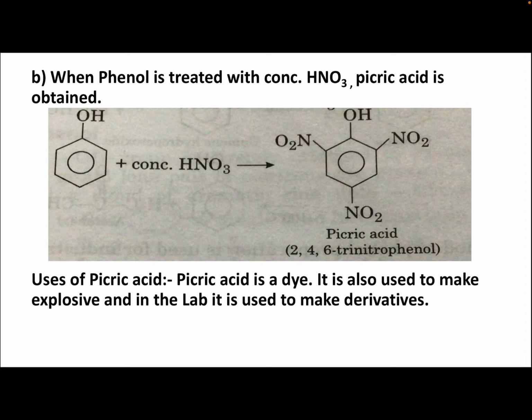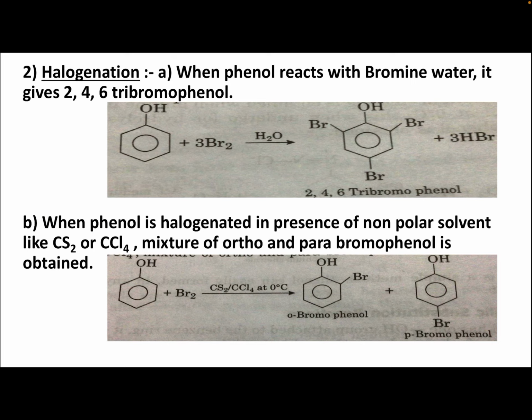It is also used to make explosives, and in the lab it is used to make derivatives. Different picrate derivatives may be made from picric acid. So it has three uses: it is a dye, it is used as an explosive, and it is used to make derivatives.